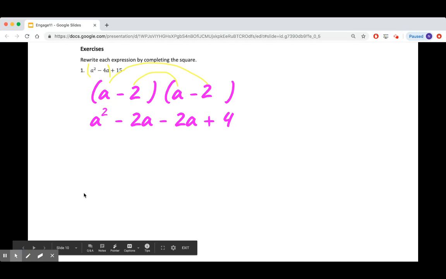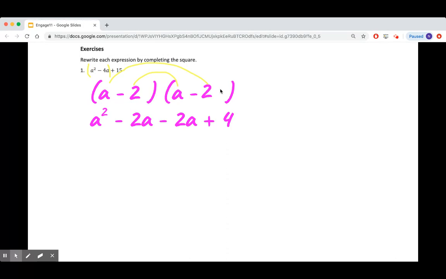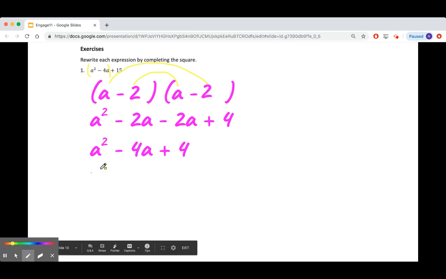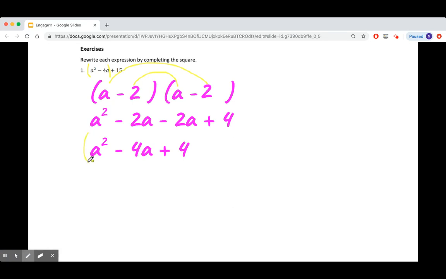At this point, I can convert a minus 2 times a minus 2 to standard form, and I end up with a squared minus 4a plus 4. As you can see, this expression is a perfect square. However, the constant term plus 4 is not the same as our original expression, which was plus 15. So we'll need to get creative.